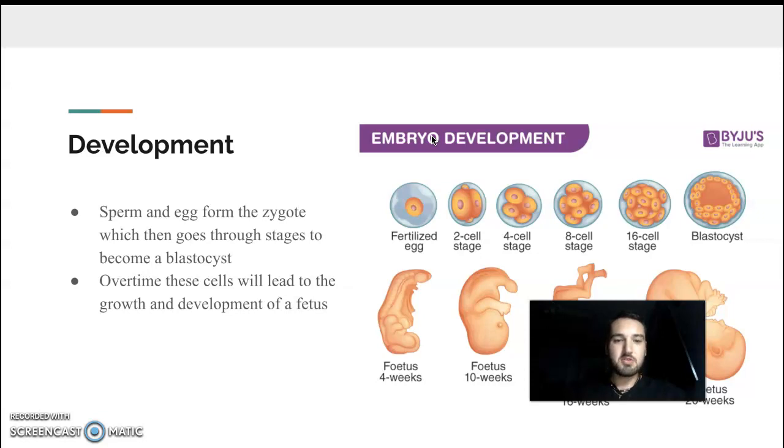That zygote goes through many stages of replication and division, leading up to something called the blastocyst. Over time, we'll see these cells start to differentiate. We'll see the fetus go through periods of growth and development, leading to a fetus which will be around 5.5 to 6.5 pounds, all after the course of 20 weeks.